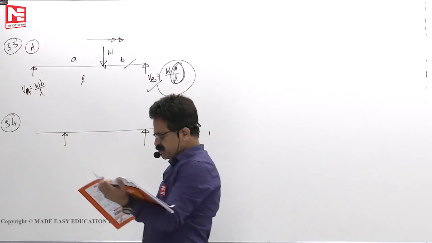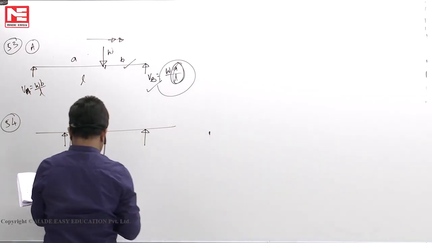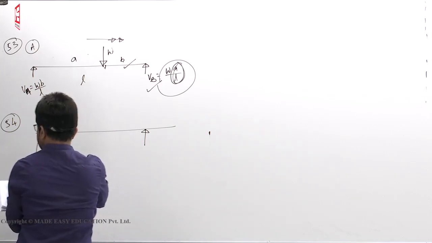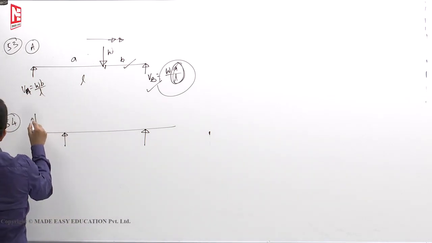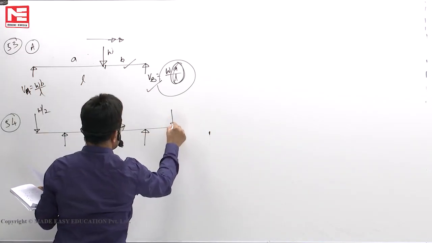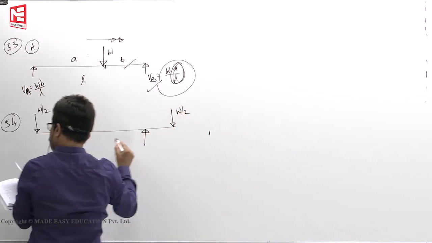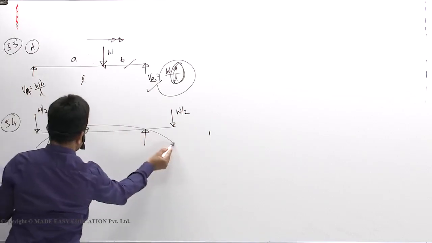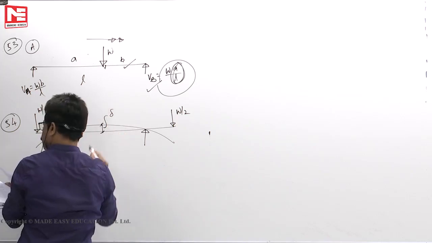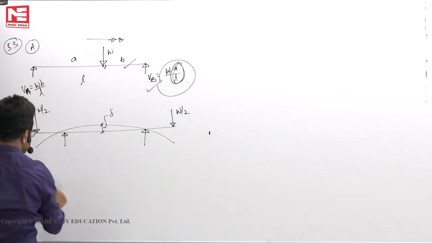For the two systems of loads applied separately to the beam as shown in figure below, two system of loads are like this. Here load is W by 2. Here also load is W by 2. Because of this, the deflection profile is like this. Okay, this is delta. Second system is like this.